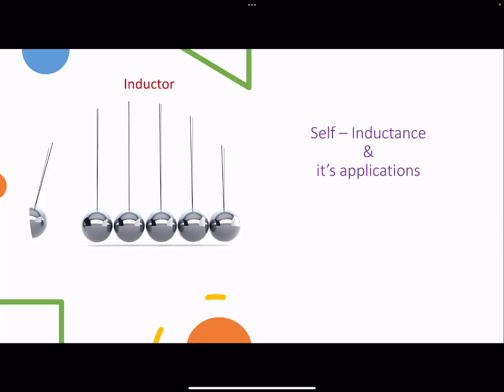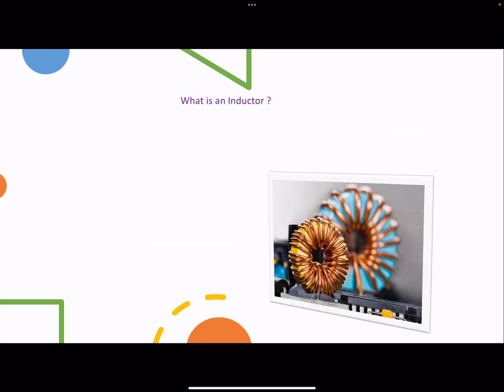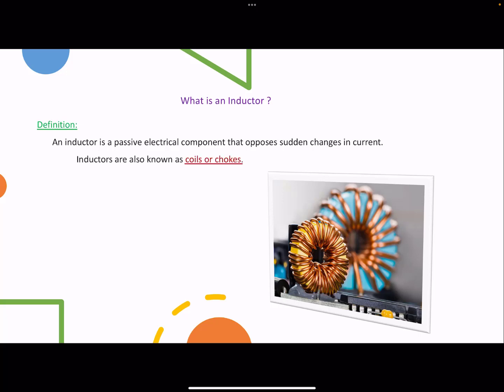Today in this video, let us learn about what is meant by self-inductance and its applications. Before going to the self-inductance, first let us learn what is an inductor. Now let us see how we can define an inductor. An inductor is a passive electrical component that opposes the sudden changes in the current. And the inductors are also known as coils or chokes. So if you see here, this is the appearance of the inductor.